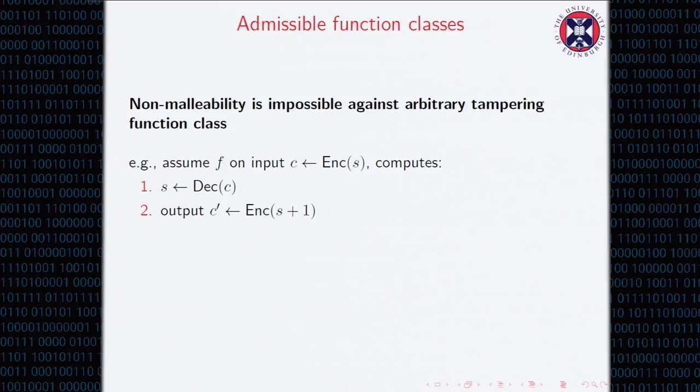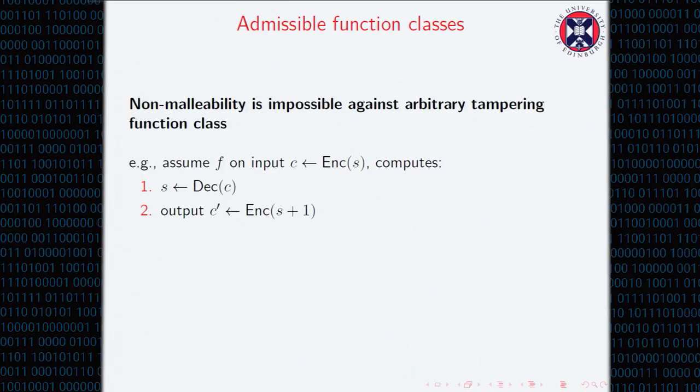As in the case of error correcting codes, we cannot tolerate any function class. So we cannot achieve non-malleability against any function class. For instance, here's a very easy example that justifies this idea. Assume that the tampering function receives the codeword, first decodes, and then outputs the encoding of S plus one.